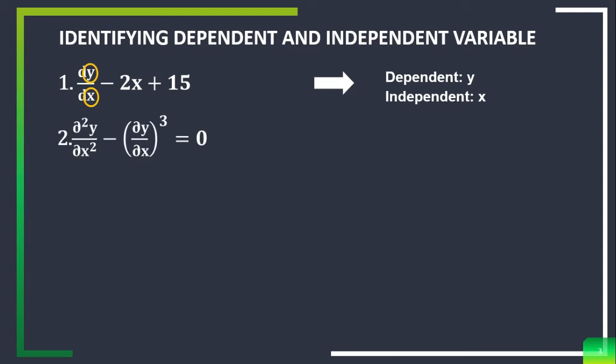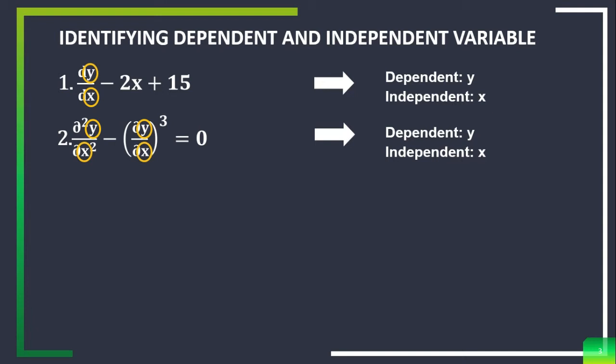Next example. The second partial derivative of y with respect to x minus the partial derivative of y with respect to x raised to 3 is equal to 0. So we have two derivatives here. Since the variable used in the numerator of the two derivatives is y, we have a common variable y, and the denominator also has a common variable. So our dependent is y and independent is x.